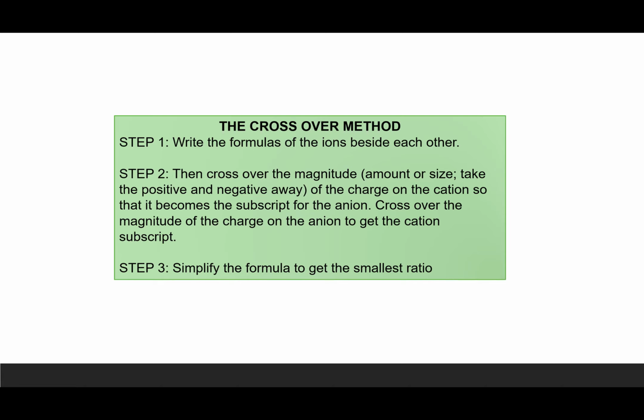In this lesson, we're going to look at the crossover method, but this time we're going to examine compounds where we have multivalent metals involved. Just a reminder that the crossover method is the method used to write formulas of ionic compounds from the name. So we write the ions down, then we take the magnitude of the charges, so the number associated with the charge, and we cross them down or swap them. And then we simplify to get the smallest ratio. The goal of this, of course, is to lead us to building a formula that has no net charge.